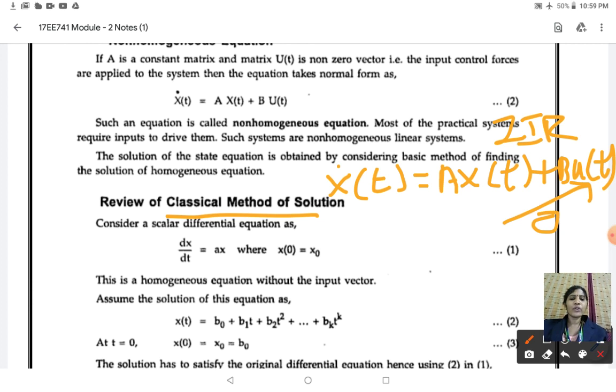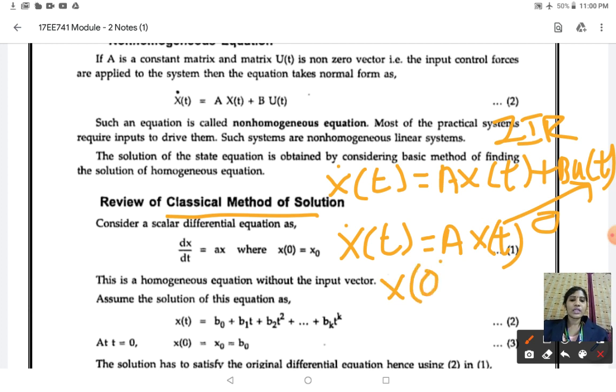Now, when you apply u of t equal to 0, this equation will become x dot of t is equal to A x of t. Now, this is a state variable approach, so you have to consider the initial condition. The initial condition is considered at t is equal to 0, so it is going to be x naught. Here you cannot assume the initial condition to be 0, because it is a state variable approach. The initial condition can be 0 only in case of your transfer function approach.